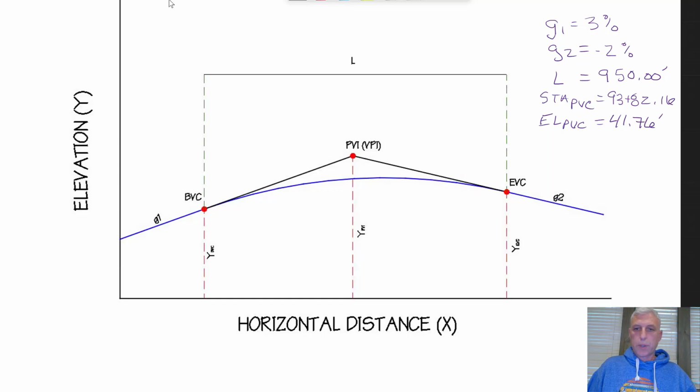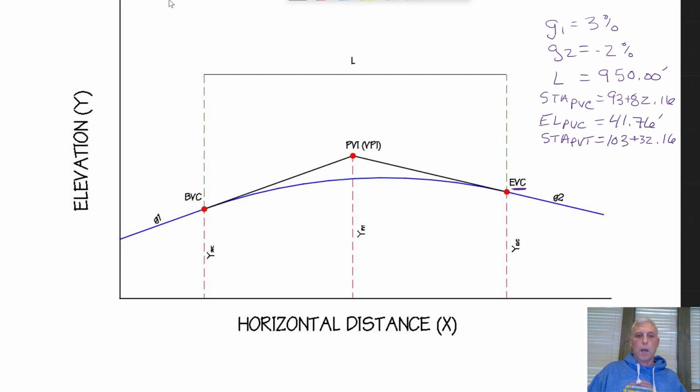And then the last thing we're given is the station of the PVT, or the EVC, just notation, same thing. So these are often used interchangeably. You should probably get used to both of them. I could easily say station EVC here. That equals 103 plus 32.16.